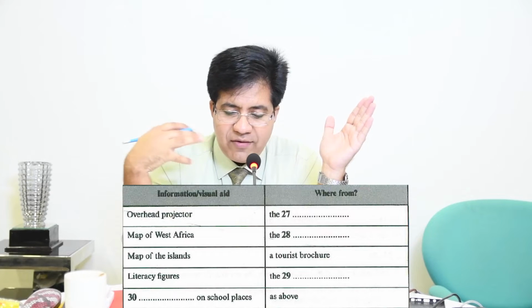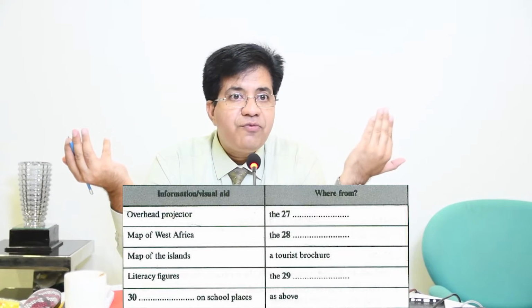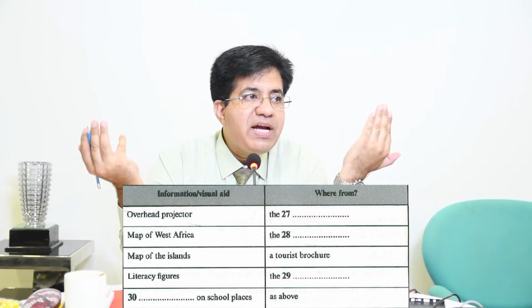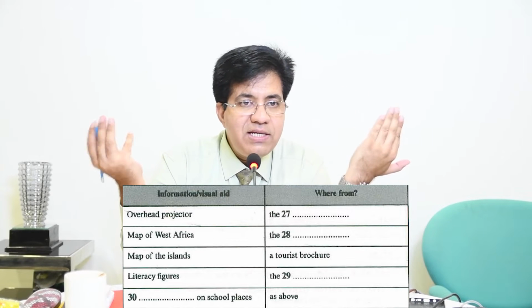Okay, now we have questions 27 to 30. Complete the table below. Once again, we've got a table. Write no more than, that's it. On the left hand side, we have information / visual aid. On the right hand side, where from. So where from means where to get it from. Visual aid and where from.